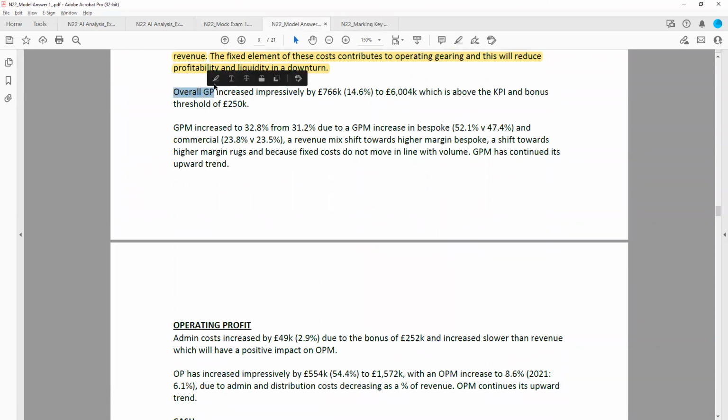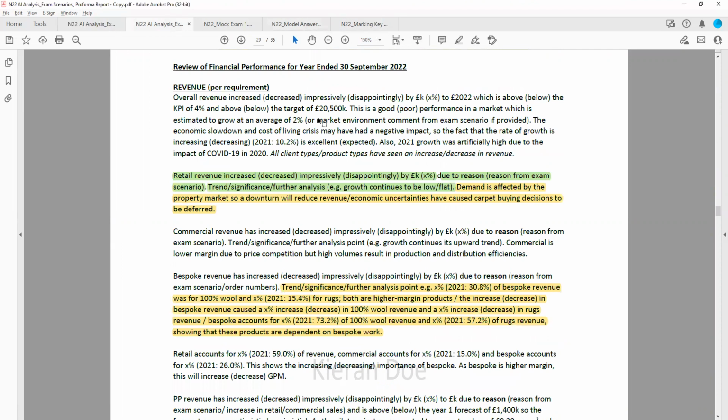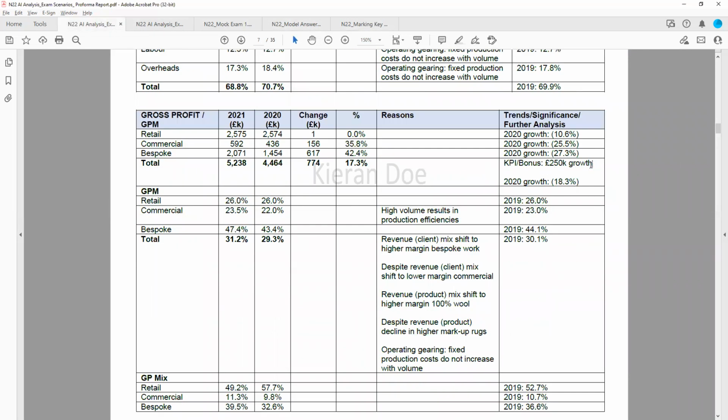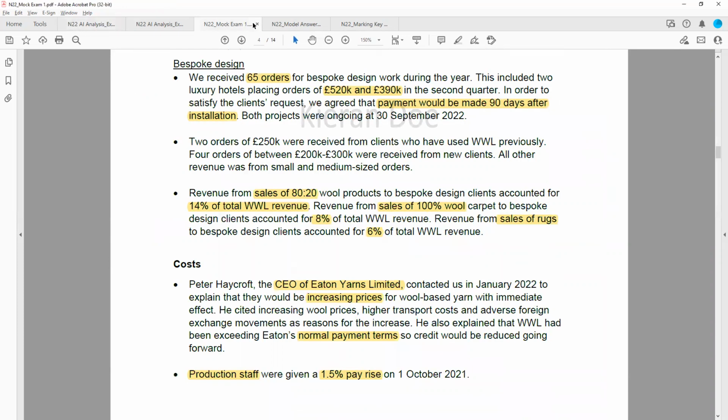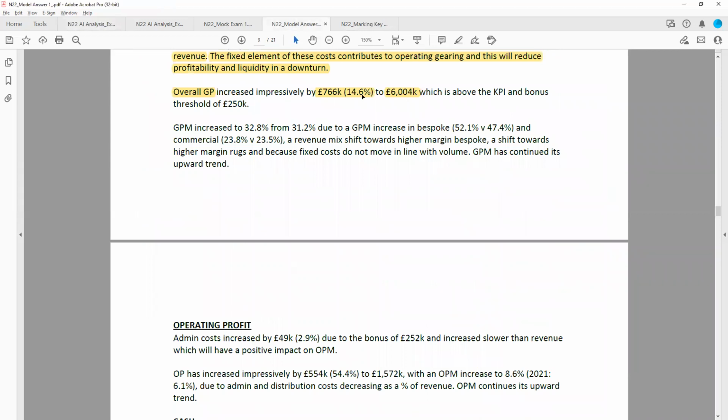And then gross profit. Again, we could look at that in absolute terms, and that was quite interesting because there was a specific KPI target for gross profit growth. Therefore we could compare that to the KPI. It also meant that the bonus would be paid, which is going to have an impact when we look down at operating profit. So it was meaningful to look at their overall gross profit.